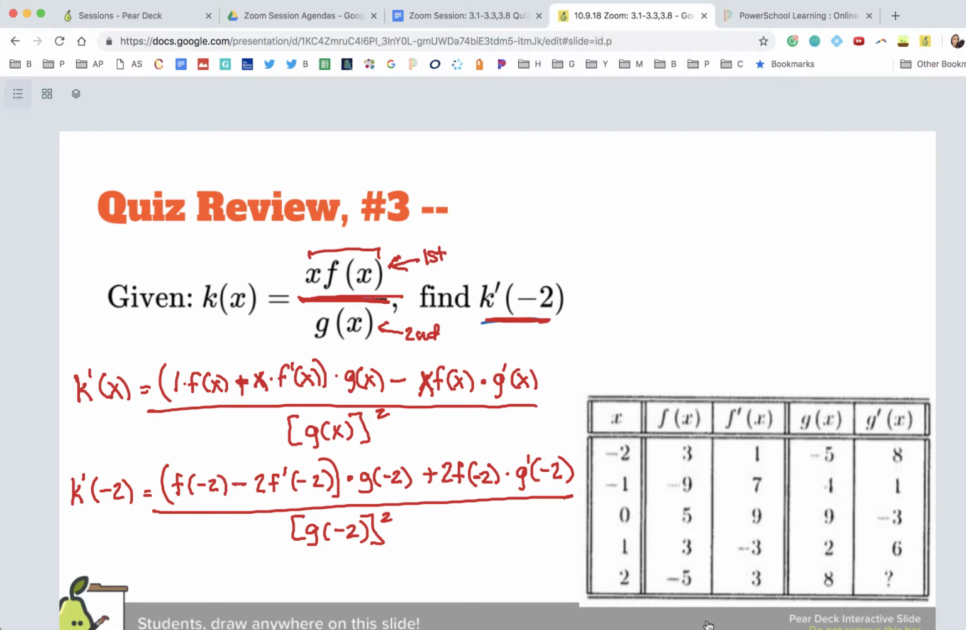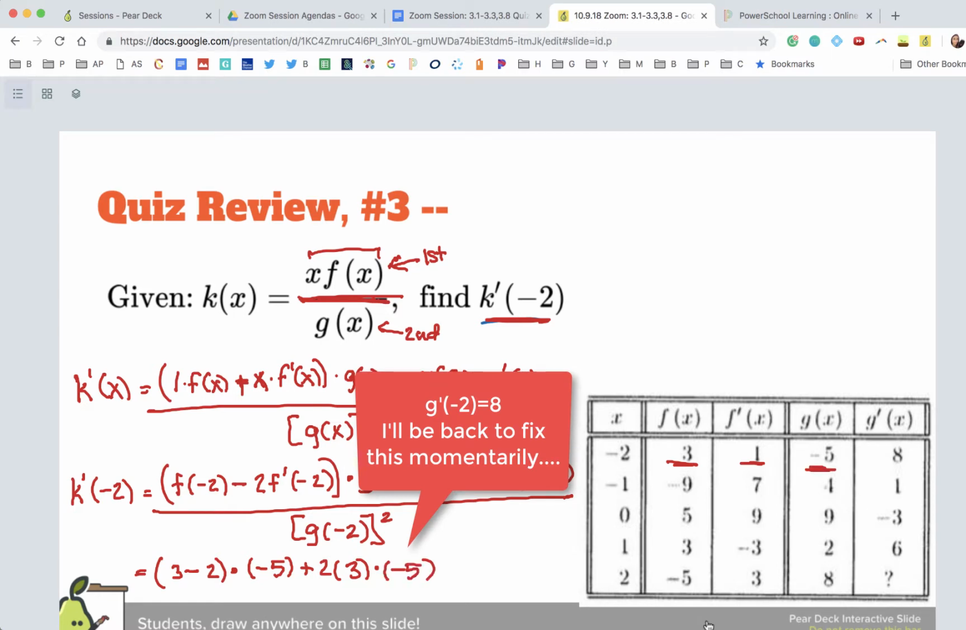Now I'm going to look over at my table to finish the problem. F of negative 2 is 3 minus 2 times f prime of negative 2 is 1. So 2 times 1 is 2 times g of negative 2 is negative 5 plus 2. F of negative 2 we said was 3 times g prime of negative 2 is negative 5 all over g of negative 2, which we just said was negative 5, squared. So 3 minus 2 is 1. And oops, I just caught something. This was g prime of negative 2, and I should have used an 8 there, not a negative 5.